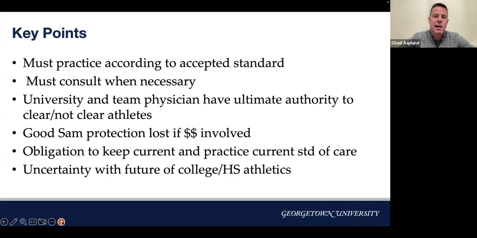Good Samaritan protection is lost if there's money involved or if a duty to care exists, so in a pre-existing relationship. So if you're a physician that provides, say, a training room at the high school on your way home from work one day a week, and then you show up at the game, well, now you've been recognized as the team physician, and there's an expectation that you'll provide care at that game. And so that may void your Good Samaritan protection, depending on what state you live in. There is an obligation to keep current with the current practice and standard of care, so CME is important. And really the last thing is that the future of college or high school athletics is uncertain, and what that may mean for legal liability or the impact on sports medicine.